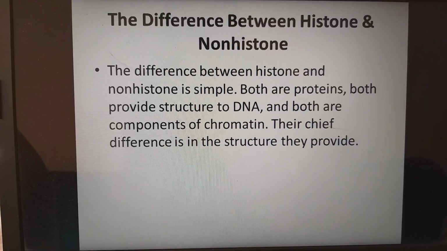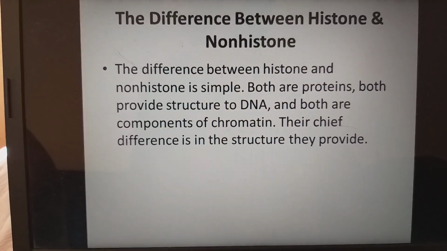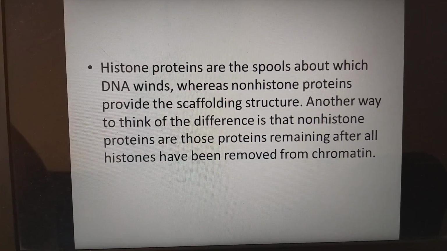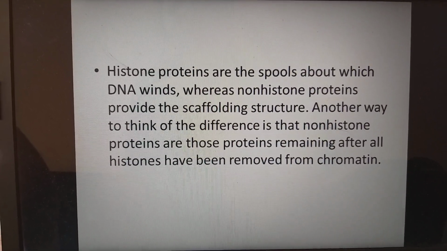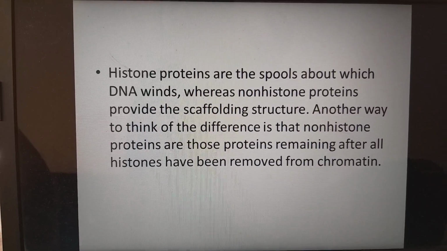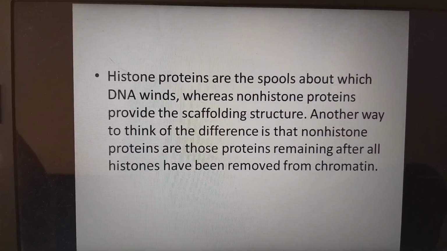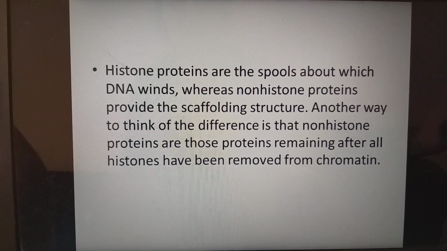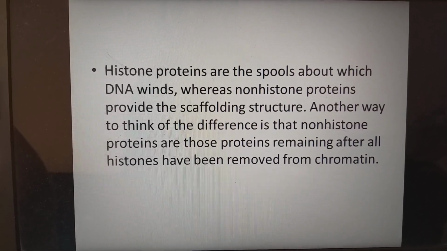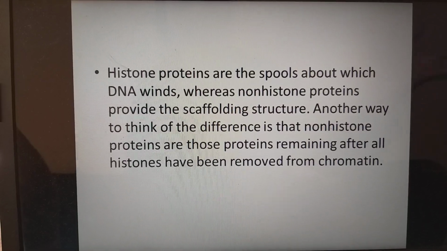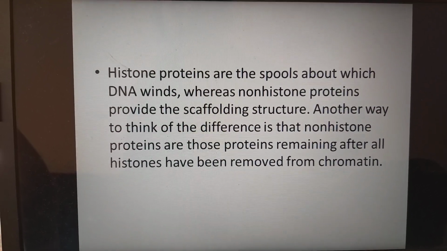Their chief difference is in the structure they provide. Histone proteins are the spools about which the DNA winds, whereas non-histone proteins provide a scaffolding structure. Scaffolding means an unwinding structure. Another way to think of the difference is that non-histone proteins are those proteins remaining after all the histone proteins have been removed from the chromatin.